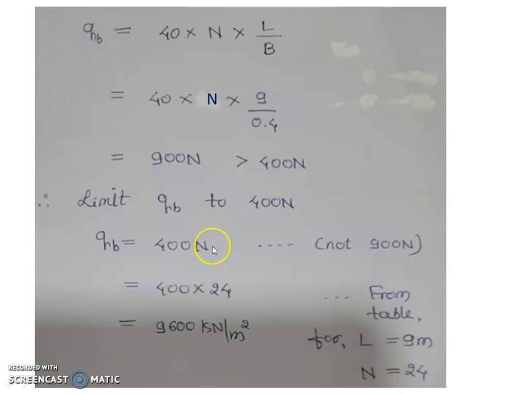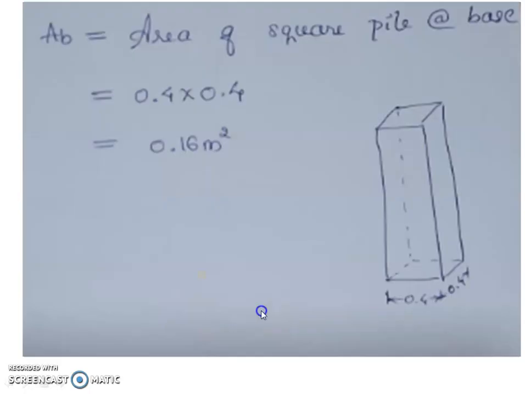And now we will substitute the value of N to find what is QB. N is 24 for the embedded length of the pile, that is 9 meter. So 400 into 24 will be 9600 kilonewton per square meter. Now we will find out what is AB. AB is nothing but the area of pile at the base. Width of the pile is 0.4, so area will be 0.4 into 0.4 since it is square pile, which comes out to be 0.16 square meter.